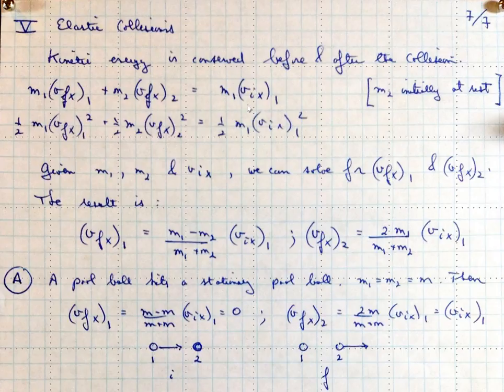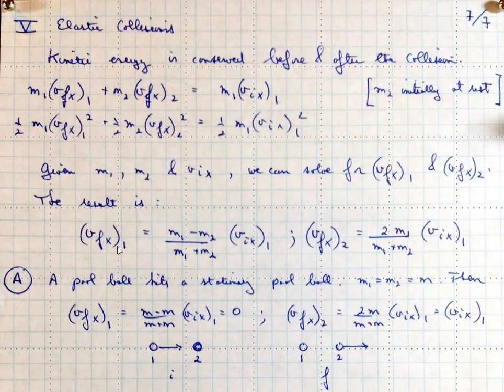And then conservation of kinetic energy would be the final kinetic energy of mass 1 plus the final kinetic energy of mass 2 is equal to the initial kinetic energy of mass 1. Again, remember that mass 2 is initially at rest. So what we have here is two equations and two unknowns. If you know what Vix is, and if you know what m1 and m2 are, one can then solve for Vfx1 and Vfx2.